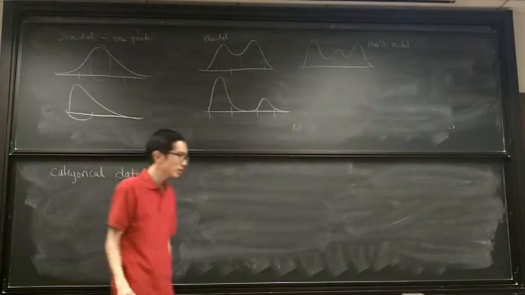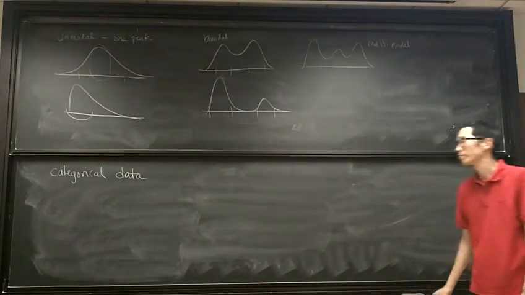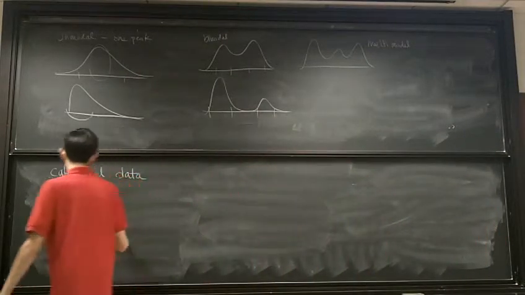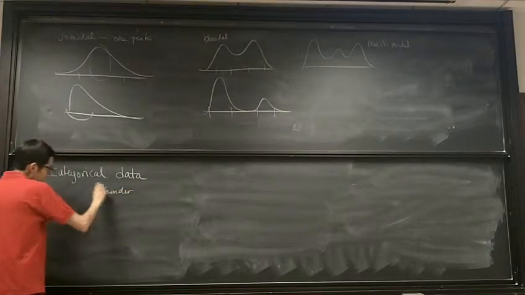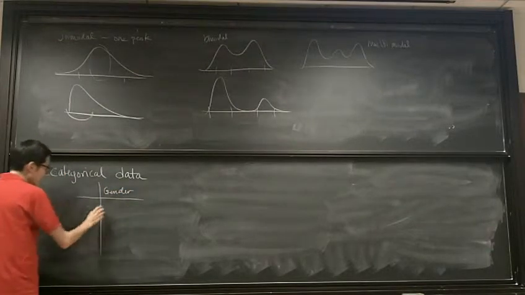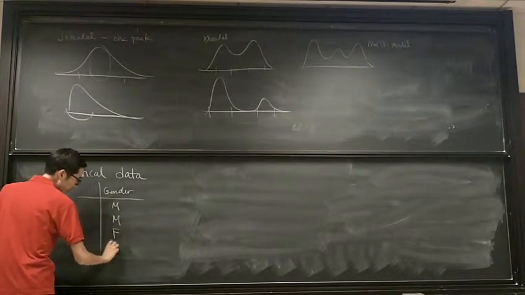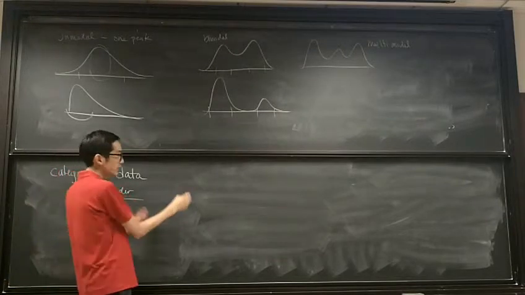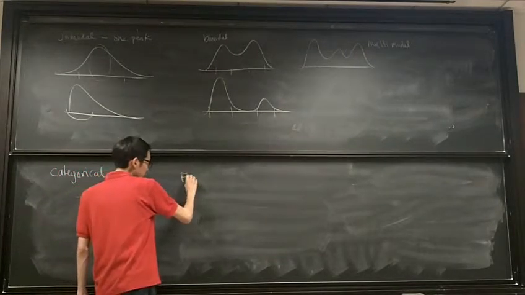All right, so what have we looked at that was categorical data? What was a categorical variable? Gender, okay? And race, things like that, okay? So maybe we looked at our students and we had, you know, male, male, female, or something like that. And how do we summarize this? What do we call that? Yeah, frequency table.